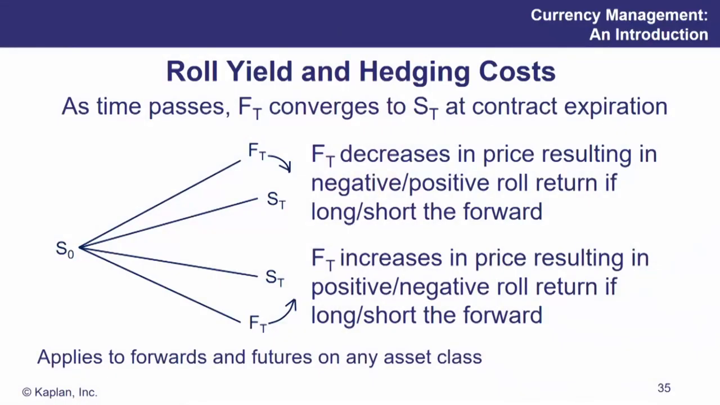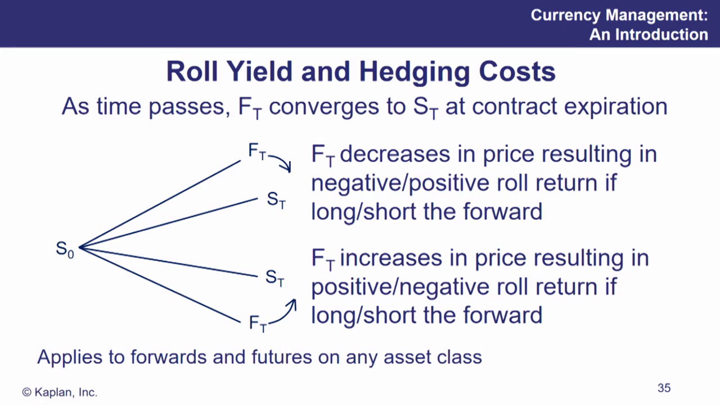Okay, so just a broader picture here, and if you look at the little footnote at the bottom of the slide here, this applies to forwards and futures on any asset class, okay? So just to widen the lens a little bit, make this a bigger picture, as time passes, remember, forward price and spot prices need to converge. FT needs to be equal to ST at contract expiration. So FT decreases in price. What does that mean? That's going to give us a negative roll return if we're long, a positive roll return if we're short, okay?